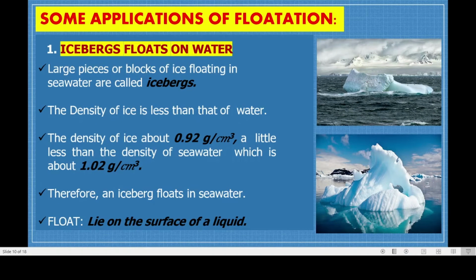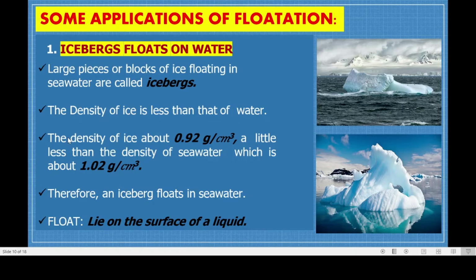So next we will see some of the applications of flotation. First one is, icebergs float on water. Large pieces or blocks of ice floating in seawater are called icebergs. Look at this diagram. It is a large block of ice floating in seawater, and this is called an iceberg. The density of icebergs is less than that of water.